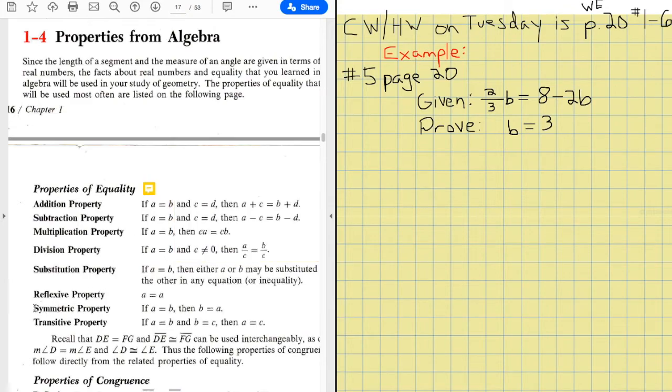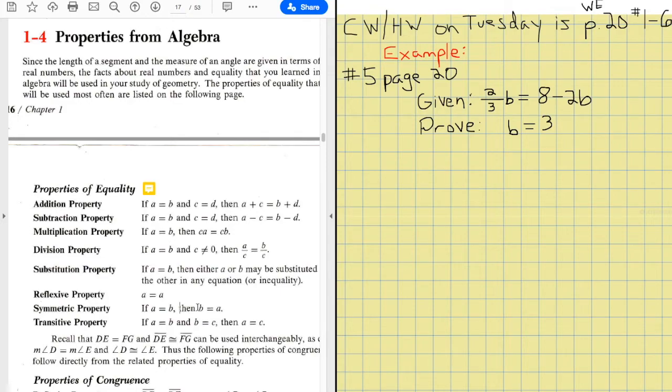I say 8 because I didn't talk about the symmetric property with you. The symmetric property really doesn't matter; it doesn't come up in this textbook much at all. But in case you're curious, check it out: if A equals B, then B equals A. That basically means if 2x equals 4x over 2, then 4x over 2 equals 2x.